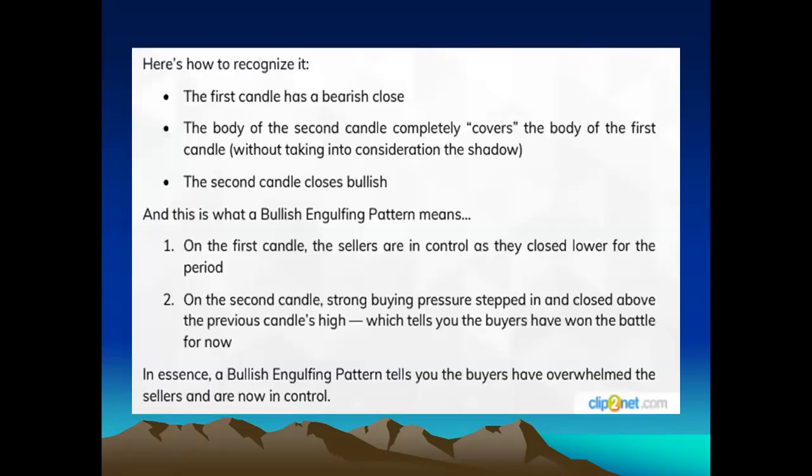So here's how to recognize it. The first candle has a bearish close. The body of the second candle completely covers the body of the first candle, without taking into consideration the shadow.